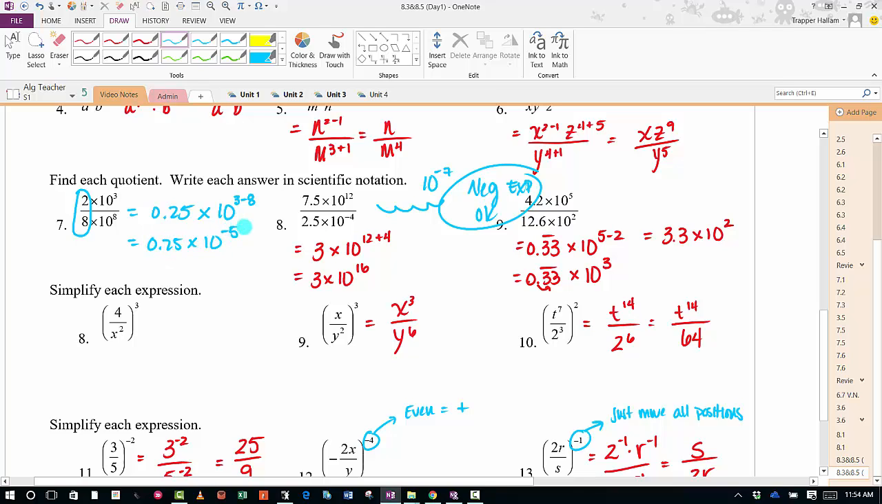I'm okay with that. However, we're not quite done because this value, 0.25, is not between 1 and 10, right? So I've got to move this decimal once to the right. And if you remember, moving to the right should make my value get more negative. So I'm going to end up with 2.5 times 10 to the negative 6th. Okay, there you go.